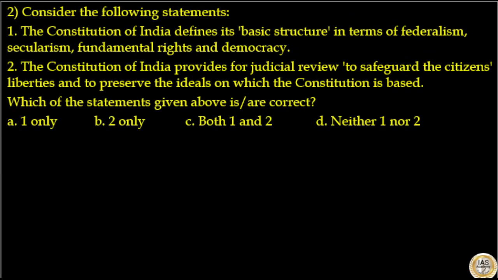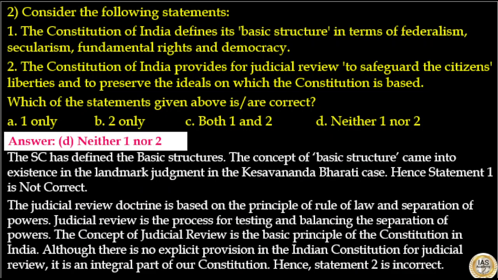Consider the following statements. Statement number 1. The Constitution of India defines its basic structure in terms of federalism, secularism, fundamental rights and democracy. That is incorrect. Statement number 2. The Constitution of India provides for judicial review to safeguard the citizens' liberties and to preserve the ideals on which the Constitution is based. That is incorrect. Which of the statements given above is or are correct? Here the answer to this question is option D. Neither 1 nor 2 of the statements are correct.